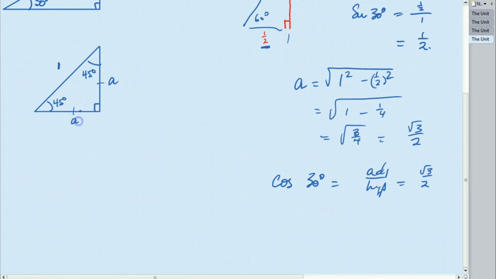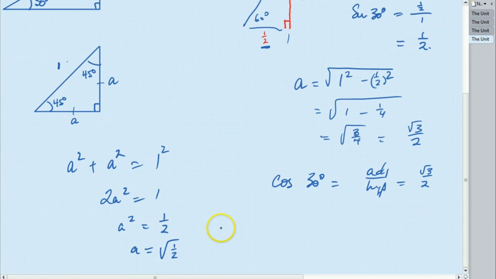So let's call this length A and this length A, and Pythagoras will tell us that A squared plus B squared, which is another A squared of course, that this squared plus this squared equals this squared, is equal to 1 squared, which is 1. And so 2A squared is equal to 1, A squared is equal to 1/2, so A is going to be the square root of 1/2. And the square root of 1/2 is simply 1 over root 2. I'm going to rationalise the denominator by multiplying by root 2 over root 2, and this is going to end up with root 2 over 2. So we know that each of these side lengths here is root 2 over 2.